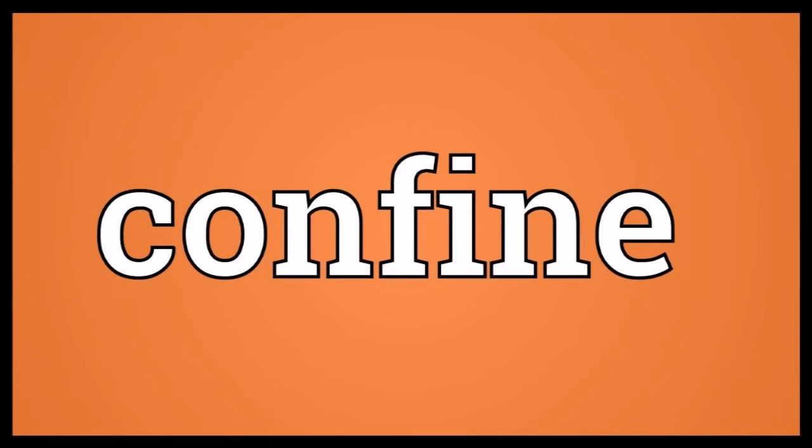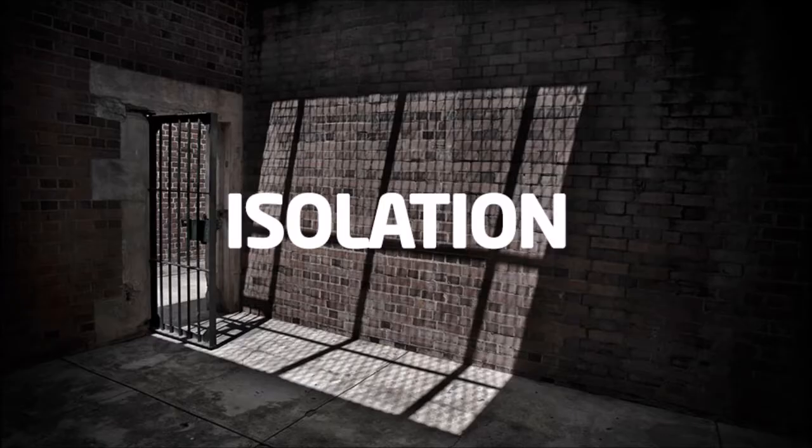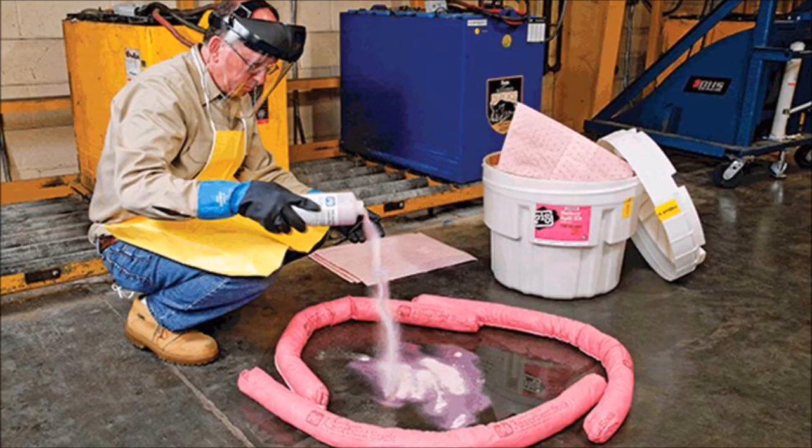In the confine procedure, confine the spill area by closing the nearest door to the spill area. Isolate the contaminated person and do not allow them to leave or spread contamination. Cover the drain to prevent spill from entering into the environment.